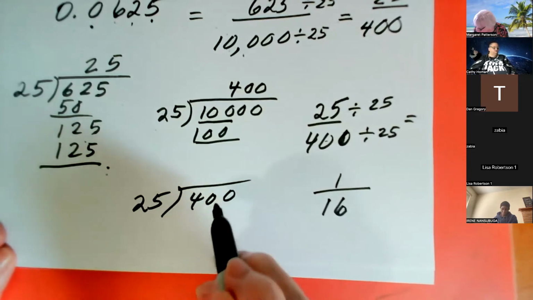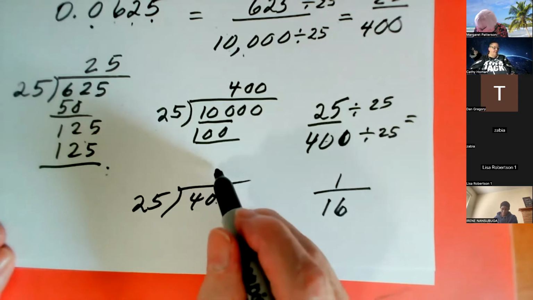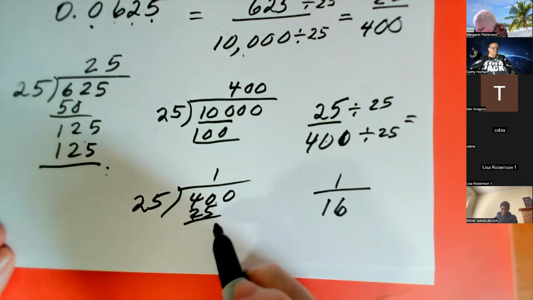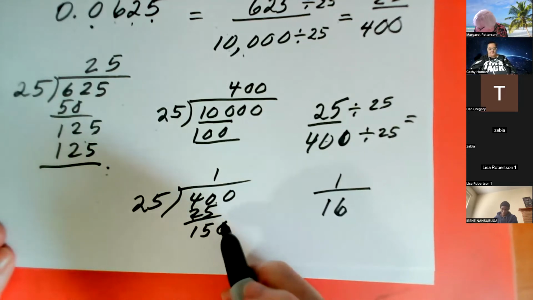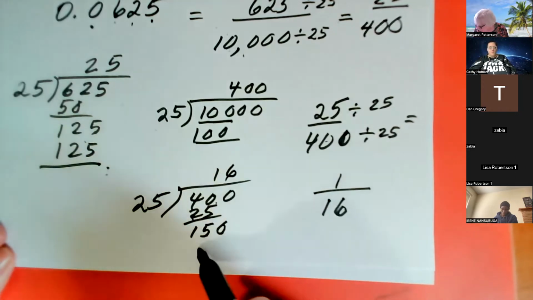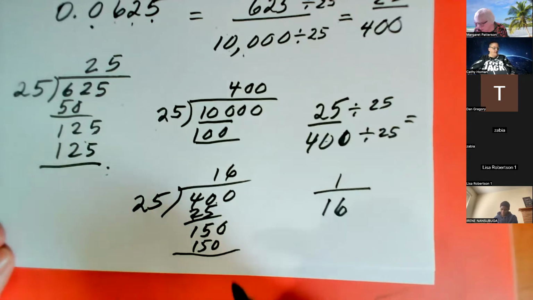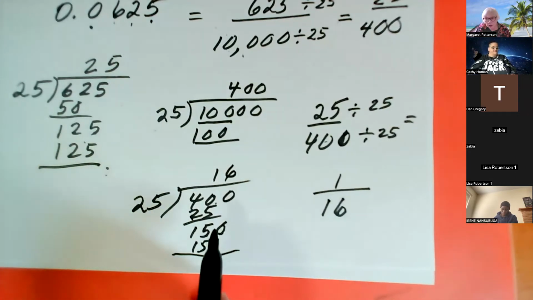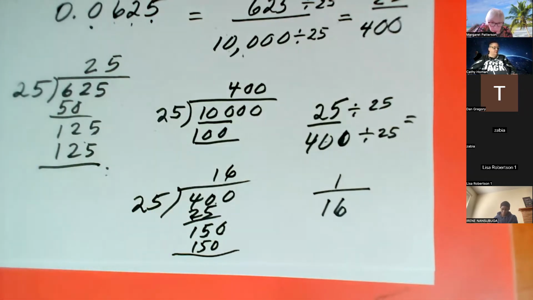25 into 400. 25 into 40 goes once. 15 left over. 25 into 150 is actually 6. I keep thinking about money, because $1.50 would have 6 quarters.